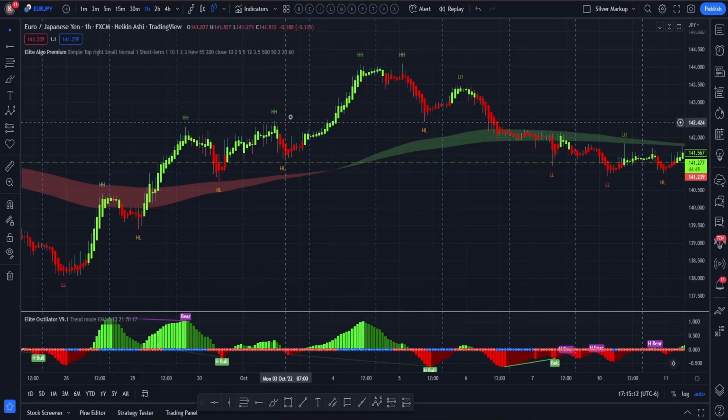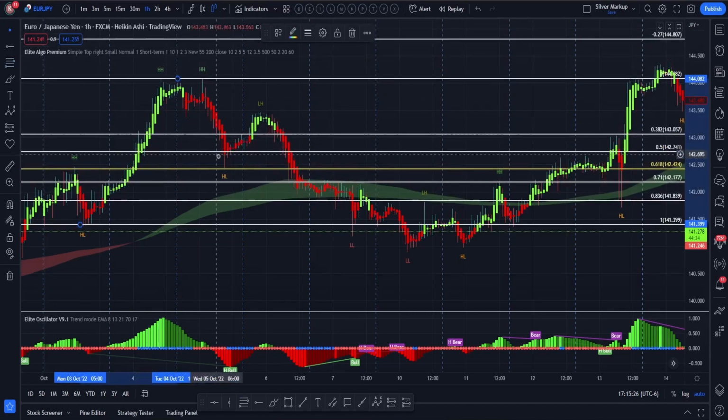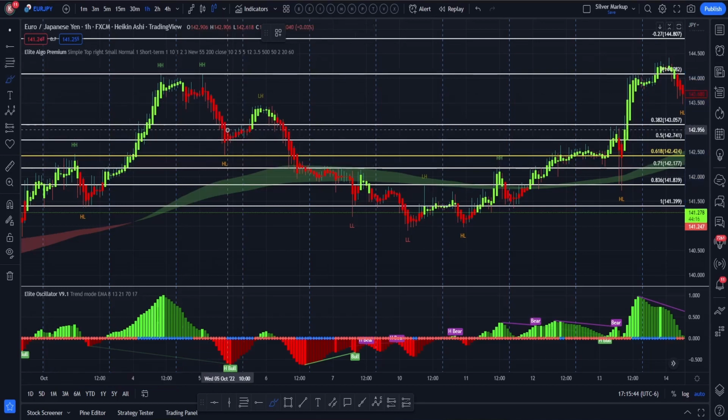Alrighty, so price from here went and made a higher high, and then from that higher high retraced and went down to the 61.8. Now, a side note, this could be an additional confirmation. If you see divergence happening on the oscillator after price reacts off that Fibonacci, you can take it right at the close of that candle.